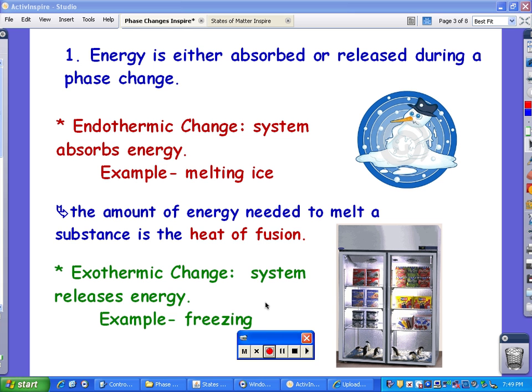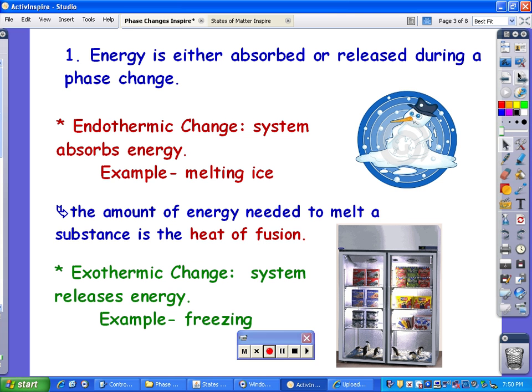Exothermic change: the system releases energy. By system, I mean an object or a substance. Freezing, for instance, releases energy, or puts off energy. So exo is the prefix again here, meaning to exit, or to put off, or to put out. That's what exothermic means.